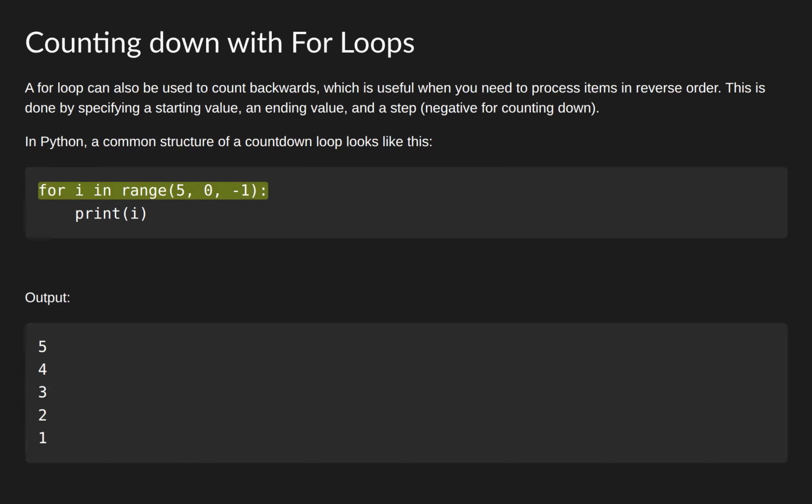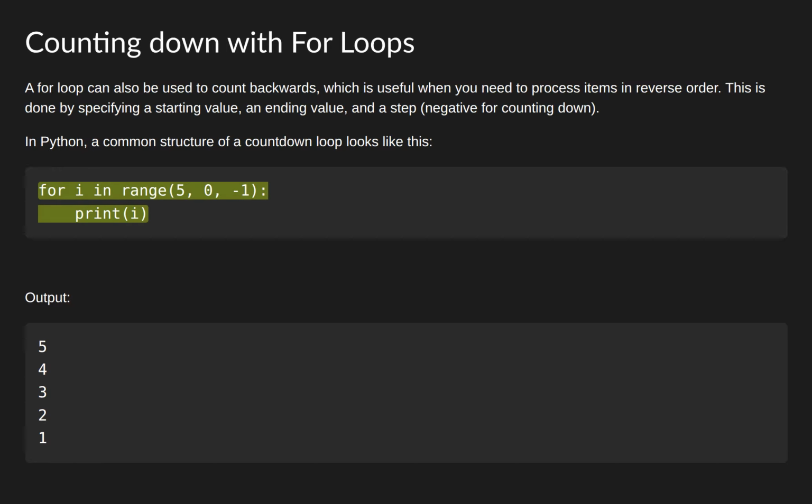Counting down with for loops. A for loop can also be used to count backwards. This is helpful when you need to process items in reverse order. In Python, you achieve this by specifying a starting value, an ending value, and a negative step for counting down.